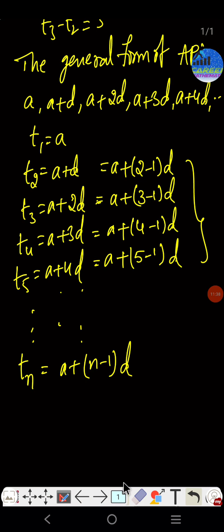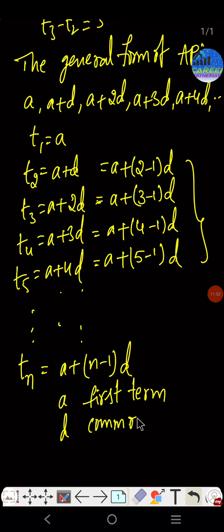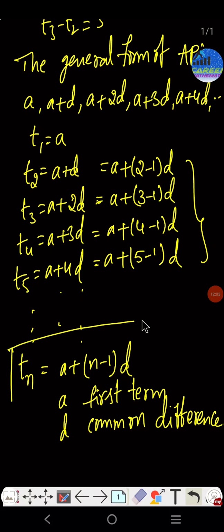Is it clear? Tn is equal to A plus n minus 1 into D, where A is nothing but the first term of the AP and D means the common difference. Is it clear? Yes. So this is the nth term of AP formula: Tn is equal to A plus n minus 1 into D. So in the next video we will discuss problems related to this nth term. Is it clear here? Yes, thank you.